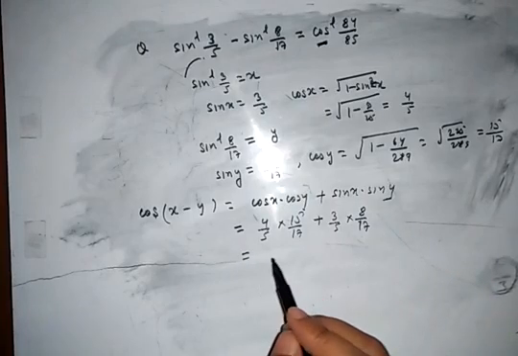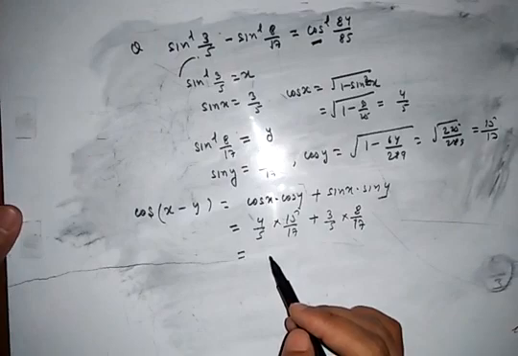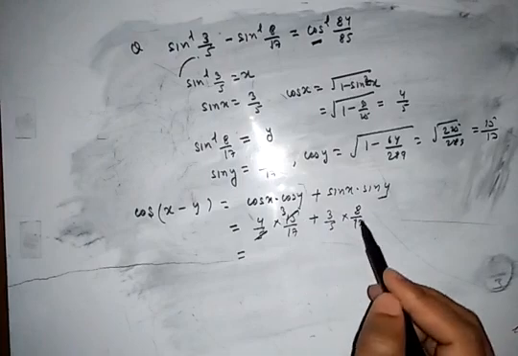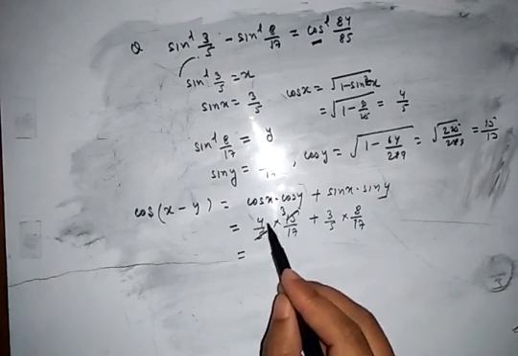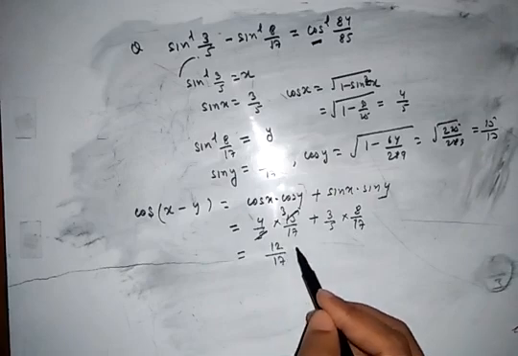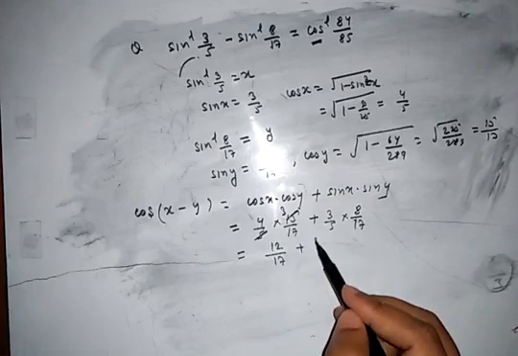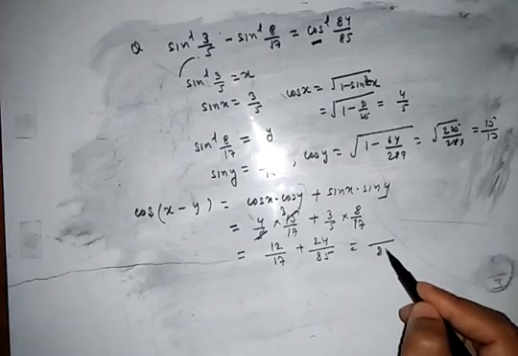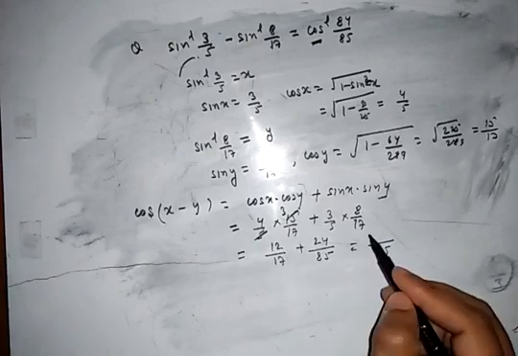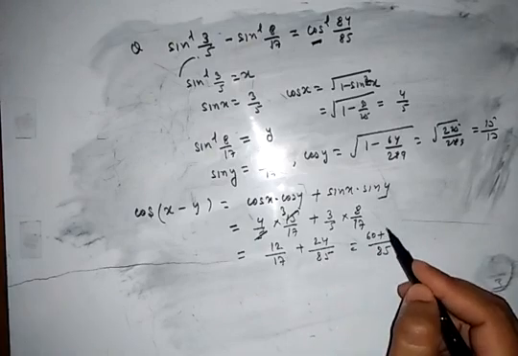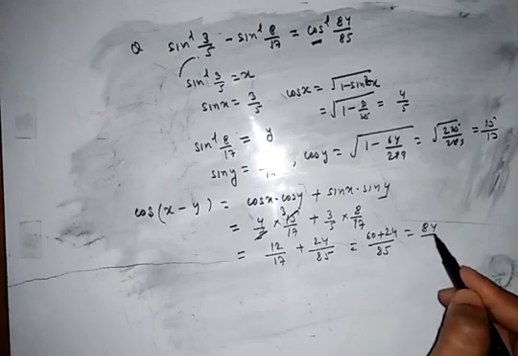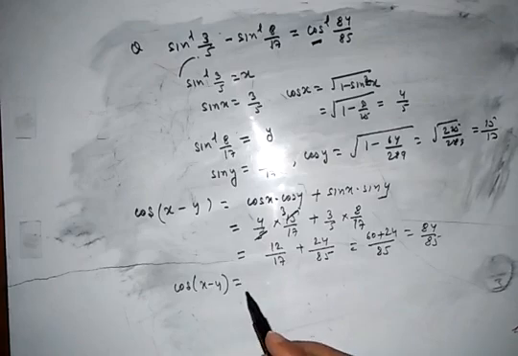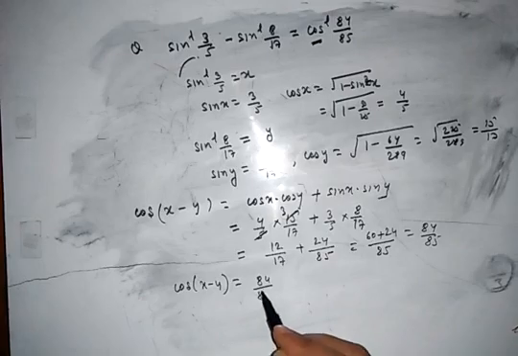When you solve, so how can you solve? These are the mathematical operations. 15, 5, 3 times, you can cut it and nothing else. So then 12 by 17 plus 24 by 85. Okay, take the LCM, 85. You will solve here 60 plus 24, you will get 84 by 85. So cos of x minus y, you will get here 84 by 85.